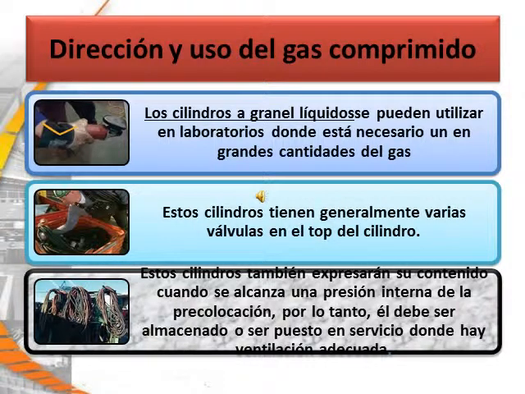Liquid bulk cylinders may be used in laboratories where a high volume of gas is needed. These cylinders usually have a number of valves on top of the cylinder. They will vent their contents when a preset internal pressure is reached, and therefore they should be stored or placed in service where there is adequate ventilation. All valves should be clearly marked as to their function.